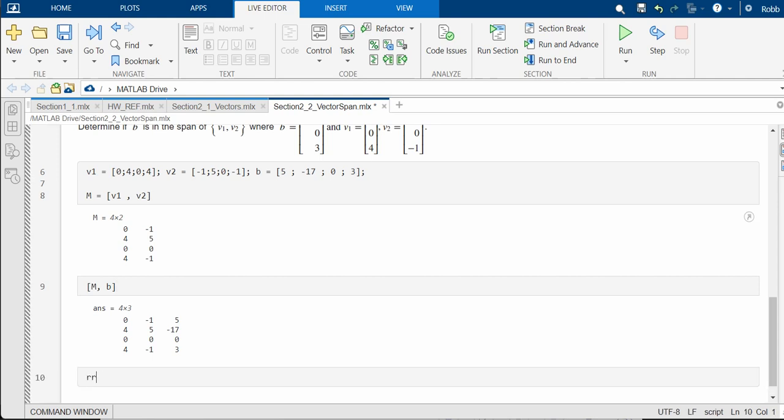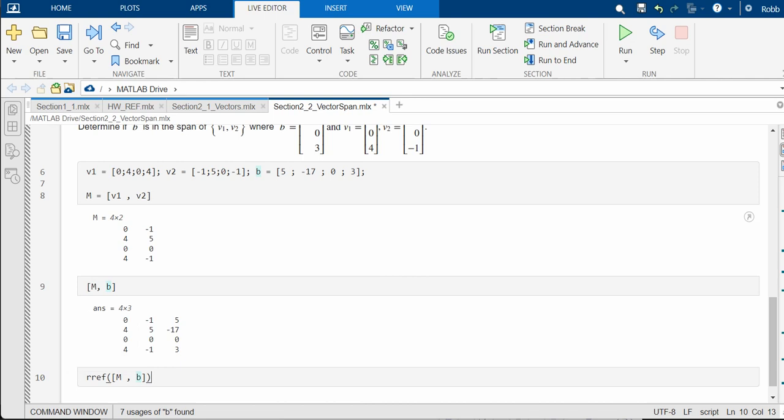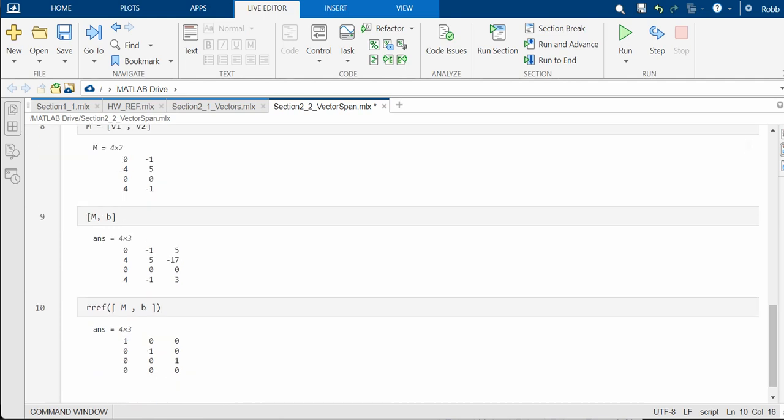So let's do RREF of this augmented matrix, M comma B. And again, you don't need spaces. I put the spaces in just because it makes it easier for me to see. I kind of like it like this, where I can see what's in there. And I do RREF.